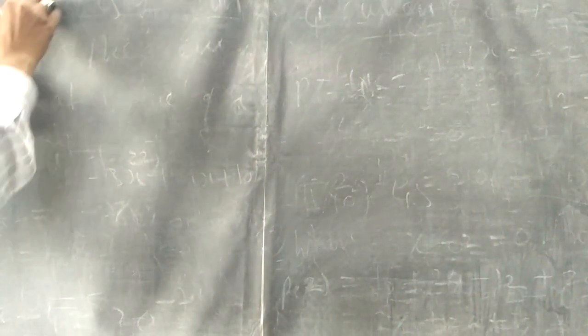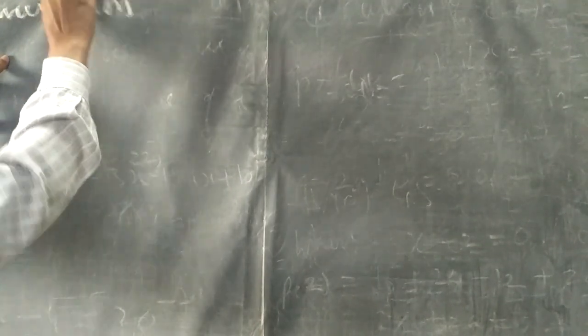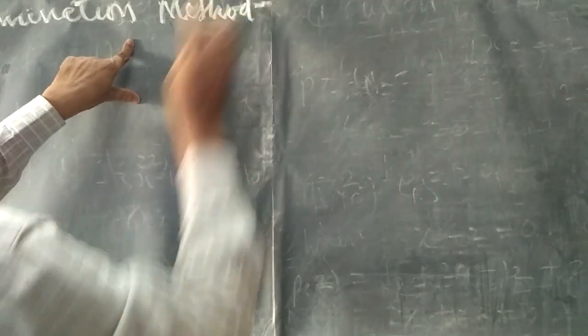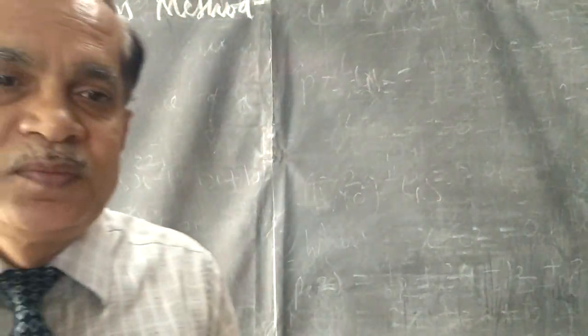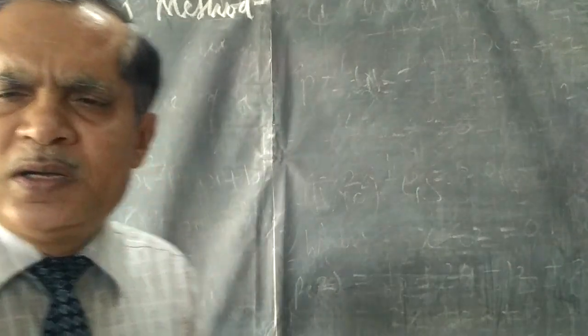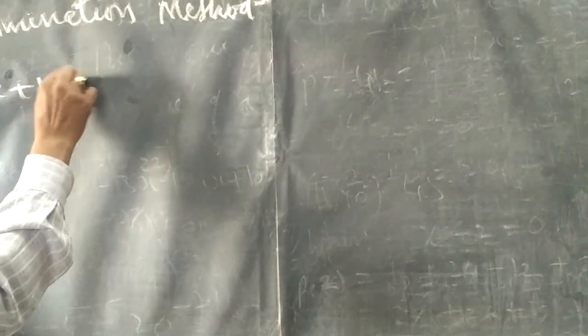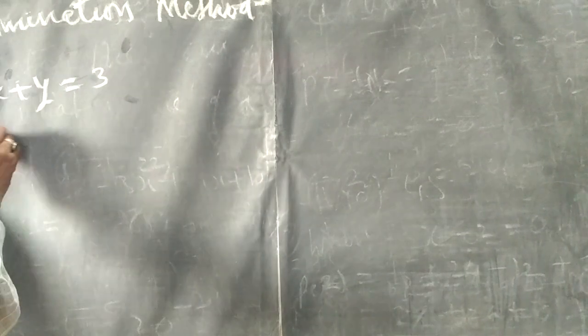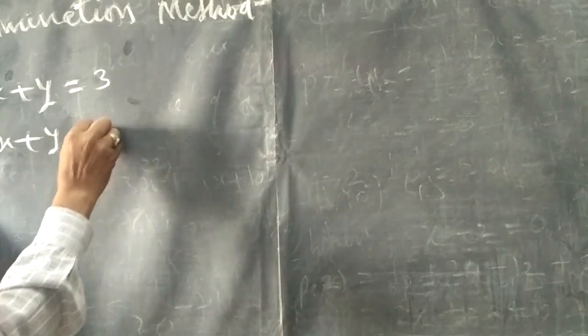Elimination method. Eliminate means remove. Remember it. Now I am taking one example, and you will understand the meaning by seeing it. x plus y equal to 3 and 3x plus y equal to minus 2. I have taken one example.